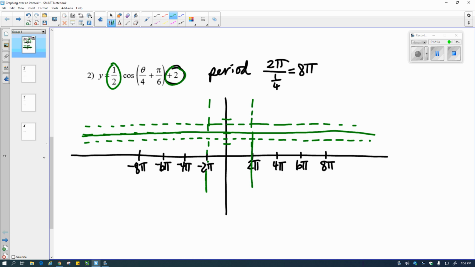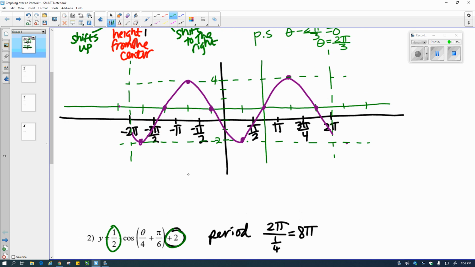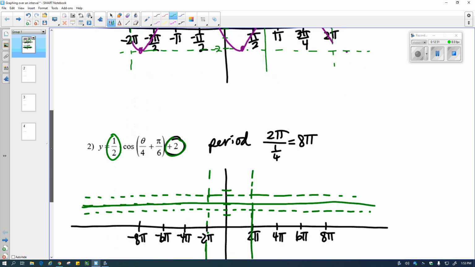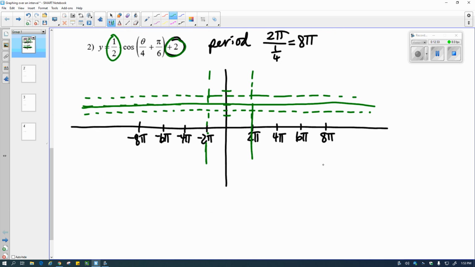In the first one, it was kind of nice because 2 pi was the period of the graph, so I could number that in pretty easily. But here the period is 8 pi. I only want to see the piece that goes between negative 2 pi and positive 2 pi, so I'm going to lose a whole chunk of this graph. So let's do the phase shift, and then we'll get into looking at what that final graph is going to look like.